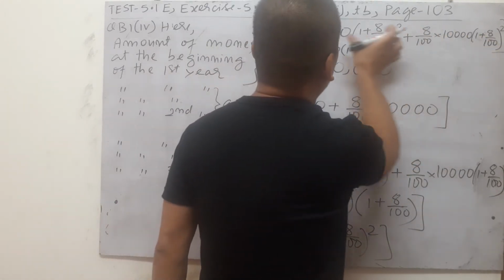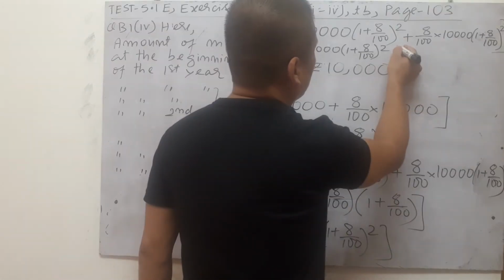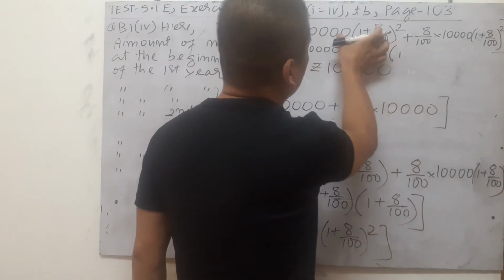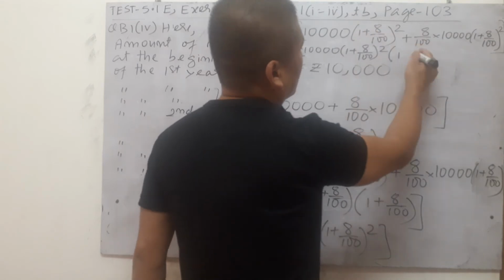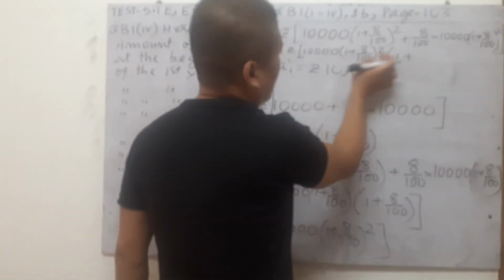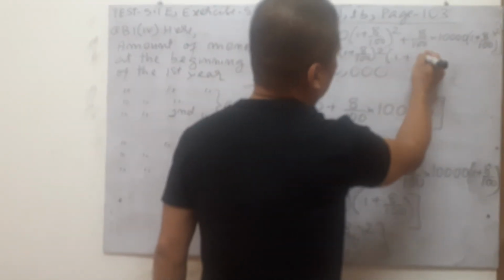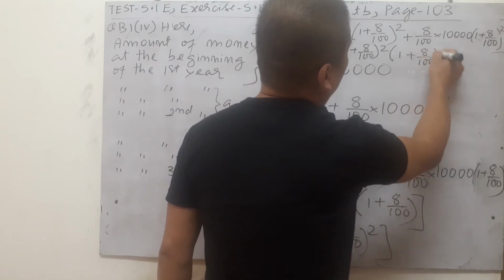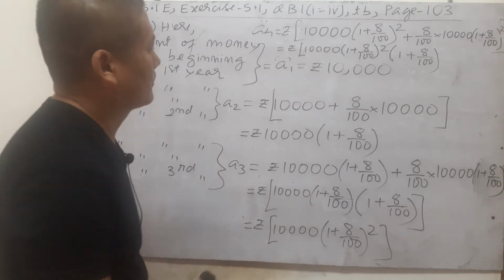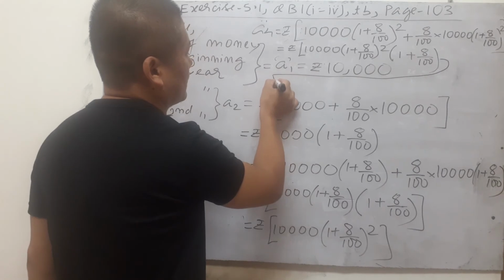is common in both. See, 10,000 into 1 plus 8 by 100, 10,000 into 1 plus 8 by 100, same. So take it out of this bracket, then 10,000 into 1 plus 8 by 100 into 1 is this, into 1 is this, plus here, so put it, then 10,000 into 1 plus 8 by 100 square is outside of this bracket, so inside this bracket will be only 8 by 100. So we now have here, I'm economizing the space, so please bear with it.